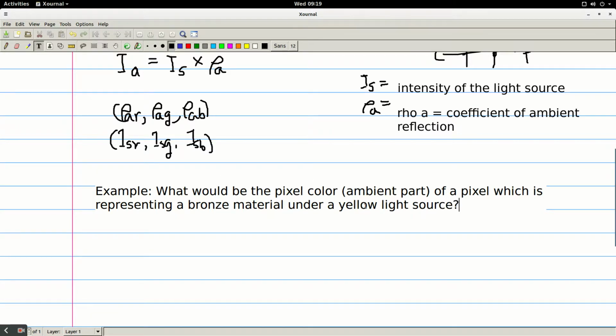Alright, so what would be the pixel color of a pixel which is representing a bronze material under a yellow light source? If I want to figure that out, what would I do? First of all, I need to know what's the intensity of the light source, right? That's IS. And IS will be defined by 3 different colors. There's a light source, it has a color, and we're saying that this is going to be yellow, right? This is yellow. If you mix red and green, then the color you get is yellow.